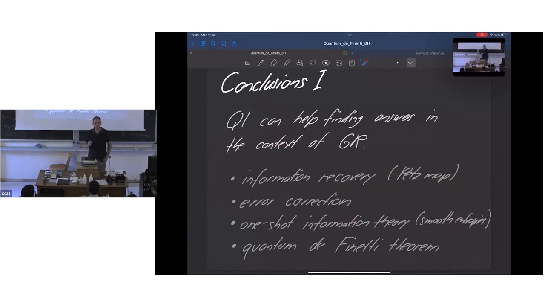Okay, so now the final conclusion. One conclusion is a general one, because as I said, I feel a bit lonely as an information theorist here. So I want to make some promotion so that I can maybe attend future conferences. It's really nice here. I like the people. It's a very friendly community.